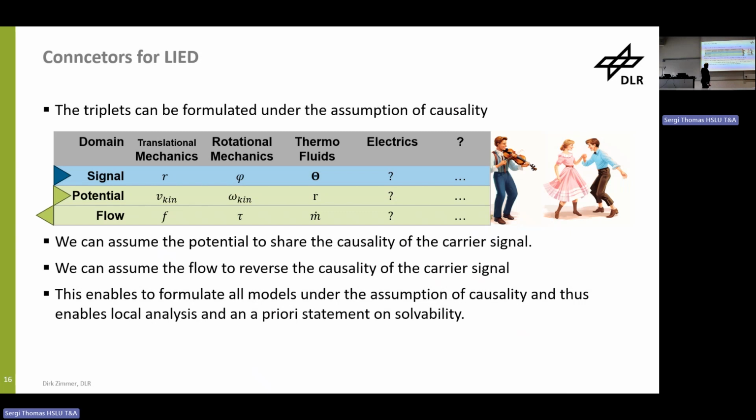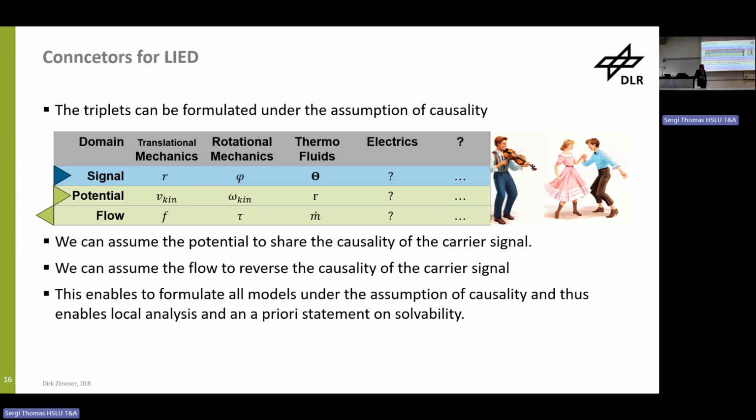And we can now, again, make an assumption of causality for the sake of code generation. That doesn't mean it's causal. But we can assume that the potential has the same causality as the carrier signal, and we'll assume the flow has the reverse causality of it. Very easy.